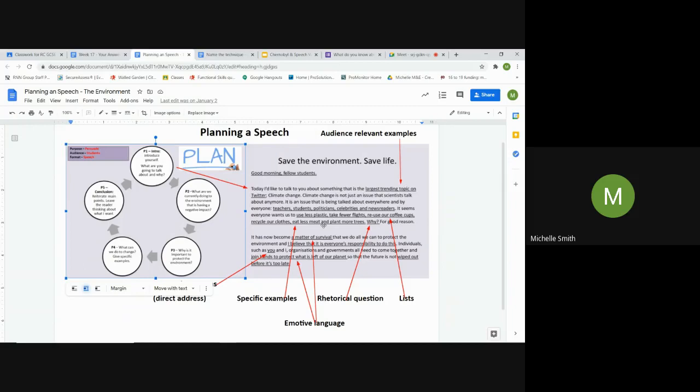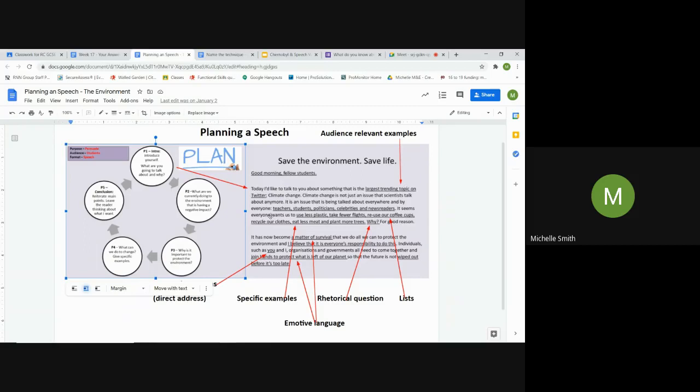No one's taken any flights anywhere at the moment, but when I wrote this, we were. Reusing coffee cups. I go to Starbucks, I go to Costa. I'm sure some of you guys do. So it's an audience relevant example. Recycling clothes, eating less meat, planting more trees. They're all things that could relate to the audience that we're writing for. They're also really specific examples that relate to the environment, that relate to climate change in this sense, which is why I've used them.